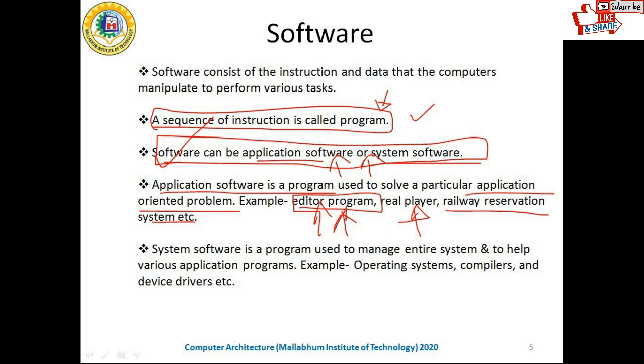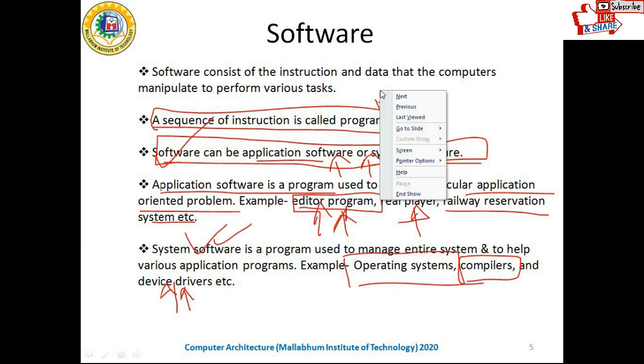And system software is a program used to manage an entire system. So operating systems, like Windows 8 and Windows 10, are used to manage the whole computer system. Obviously a program is written behind that. Compilers, and the different drivers for audio, video, USB, like that. This is the system software.